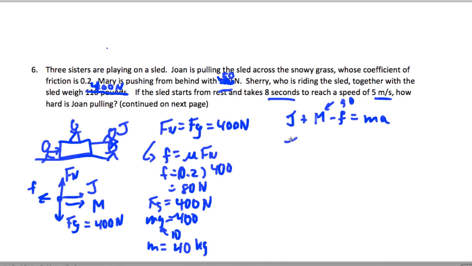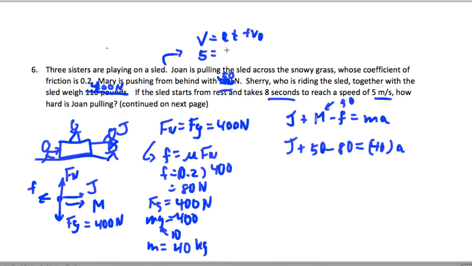When we put all this together, we're going to get Joan plus Mary's 50 minus the 80 from friction makes this 40 kilogram sled accelerate. Now we need the acceleration. Let's go ahead and get that up here. So we know V equals AT plus V naught, and we're told the sled starts from rest and takes 8 seconds to reach that speed.